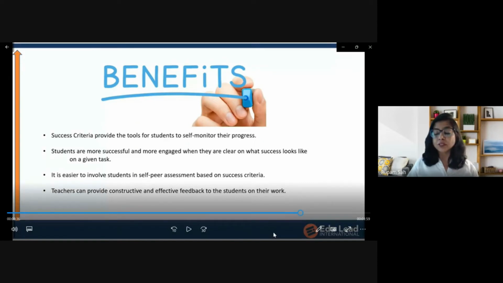So therefore, this was something which I wanted to share, that first of all, share learning intentions with your students, and also share the success criteria. Wherever it is required, share success criteria with your students. These are the 2 points which I wanted to bring home for all of you.